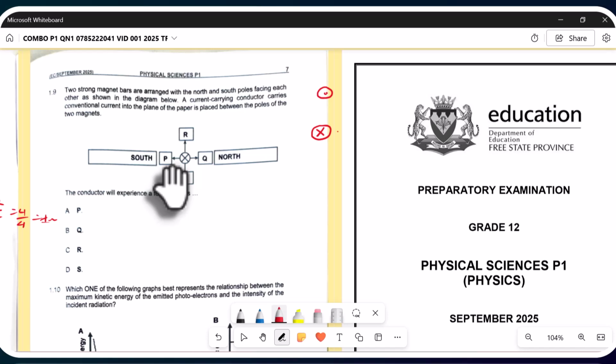It is R. I can see it here on my fingers. So the answer is what?